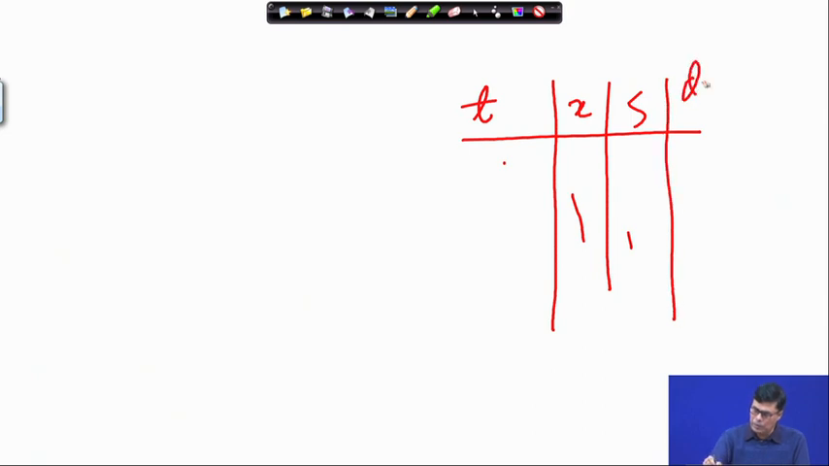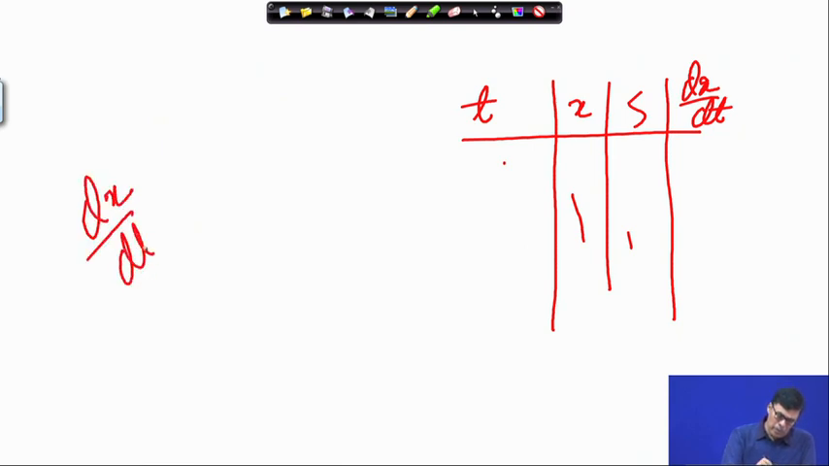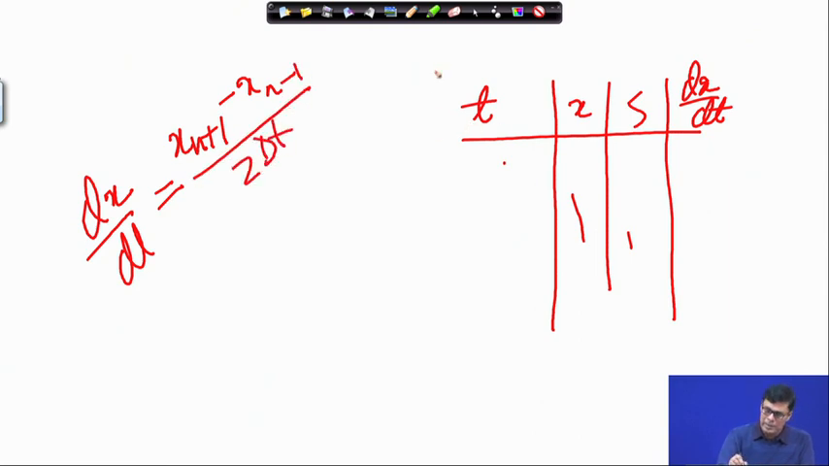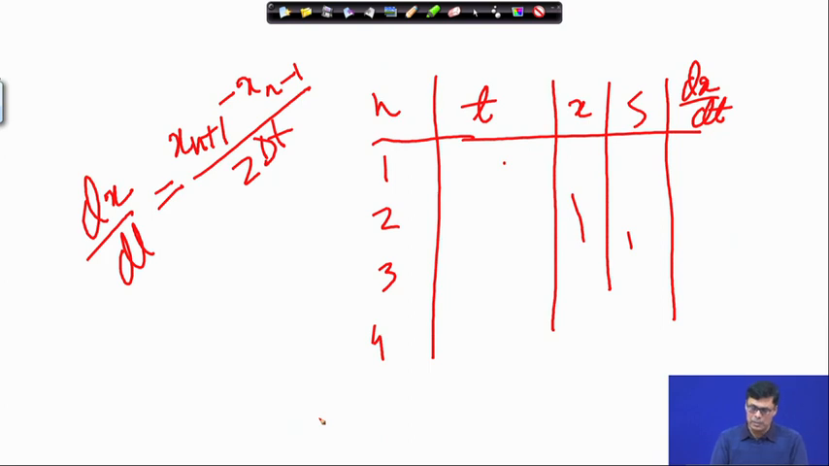We shall have to find out what is dx by dt. Now, I told you how we can find dx by dt. This is equal to x(n+1) minus x(n-1) divided by 2 del t. Here n is the sampling number: sampling number 1, 2, 3, 4, 5, 6 like this. So, simple. By using this equation we can find out dx by dt.